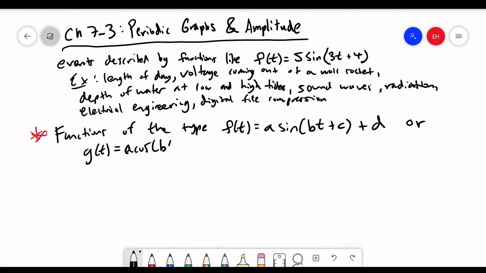So those are the times where you're going to actually use this function, and because it's going to be a function that repeats, it's going to have a period. So let's take a look at that.